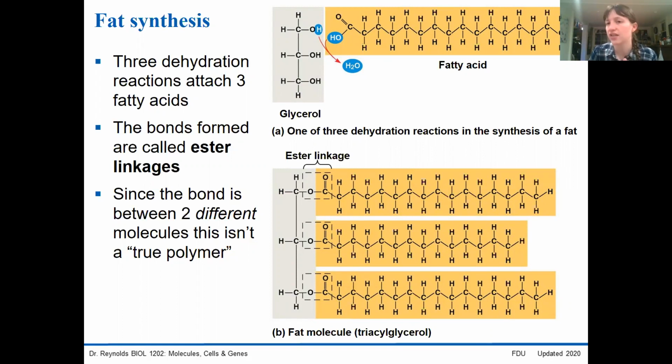It's catalyzed by unique enzymes, and it just depends, quite honestly, on what type of fat and exactly what you're doing as to which enzyme you would be using. I do want to point out, though, that although they use dehydration synthesis, these are not true polymers, because you're not attaching multiple monomers together. This is 2 different molecules, a glycerol and a fatty acid.